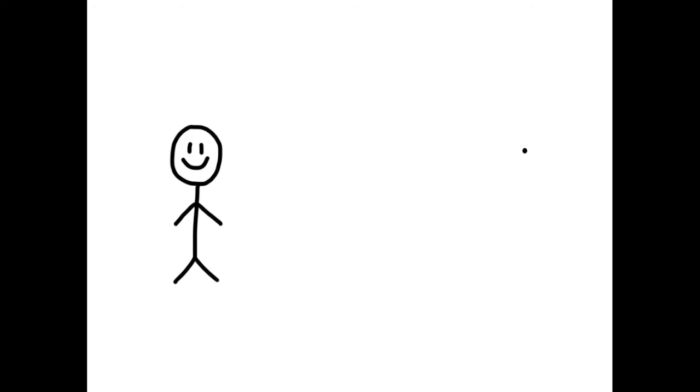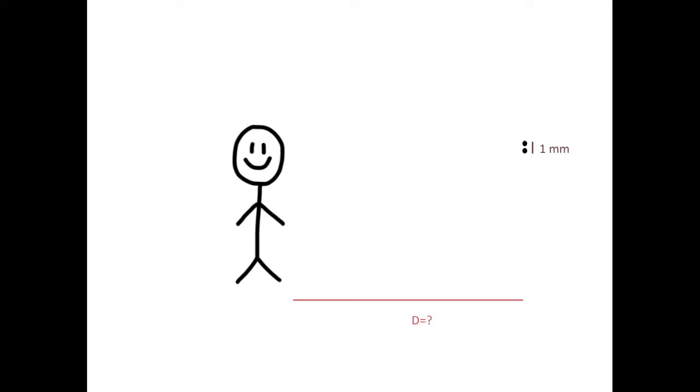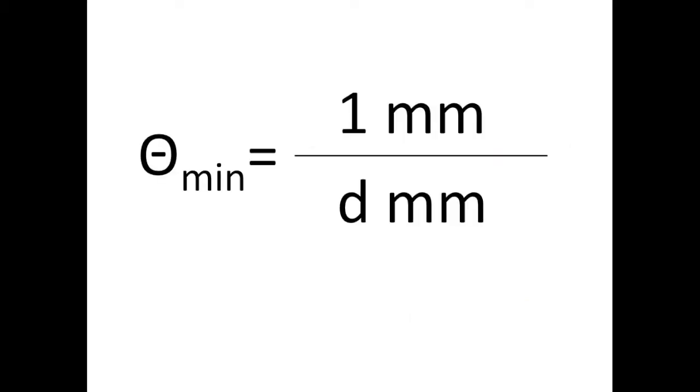Practically, this means that if someone is standing some distance away from 2 points that are 1 millimeter apart, they will only be able to see 1 point. However, as they get closer, there will eventually be a distance d at which the points are distinguishable. The angle at this distance is known as the minimum angle, which is what we're looking for experimentally. From this, we can deduce that the minimum angle is equal to the distance between the points, which is 1 millimeter, divided by the distance between the person and the points.